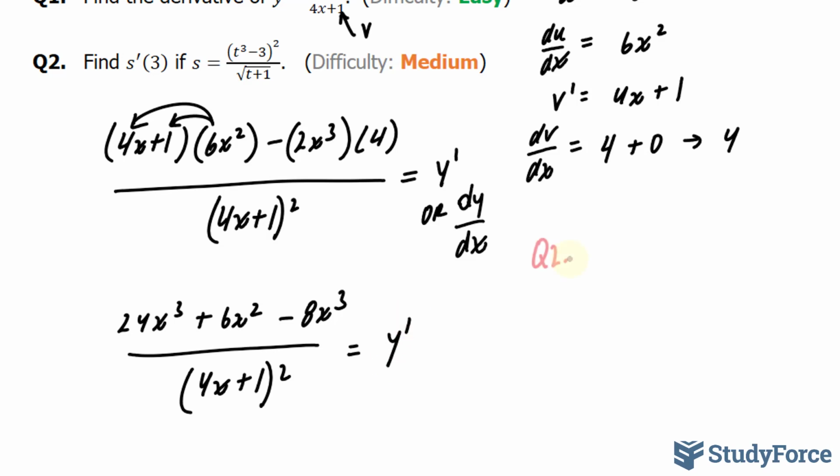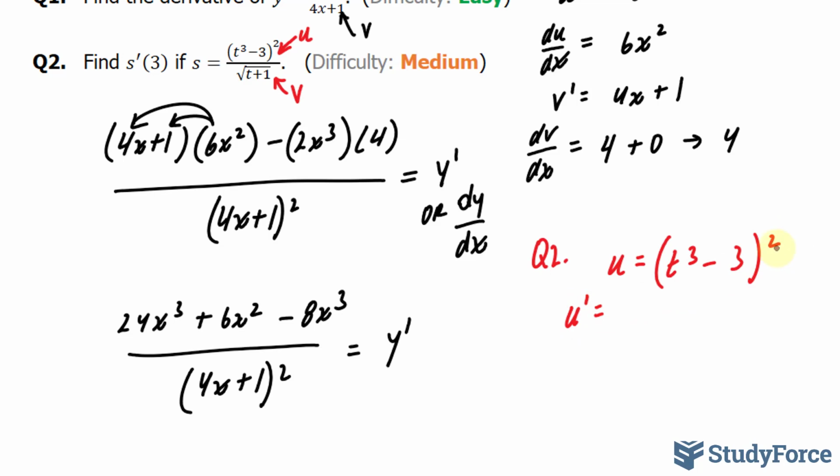Let's move on to question 2. In question 2, they want us to evaluate s prime at 3 if s is equal to the following expression. Let's go ahead and do this. First, I'll define this part as my u and this part as my v. U is equal to t cubed minus 3, to the power of 2. I'll need to use the chain rule for this when I find the derivative.